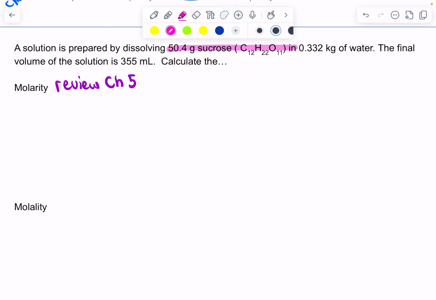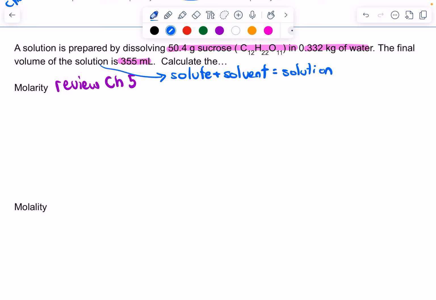50.4 grams of sucrose, 0.332 kilograms of water with a final volume of 355. Okay, when it says final volume, it's talking about solute plus solvent, which is equal to the solution. Because obviously the solute takes up some volume, so you can't just look at the volume of the water. I realize it doesn't give that in this question, but sometimes it might. You can't just look at the volume of the water though, because the sucrose would take up some volume too.